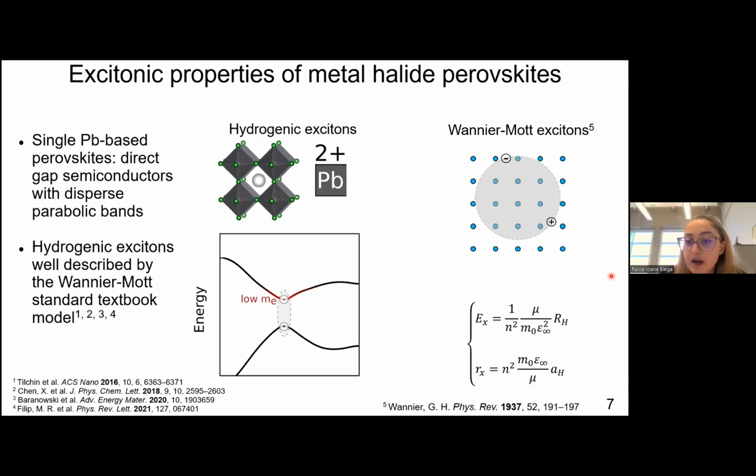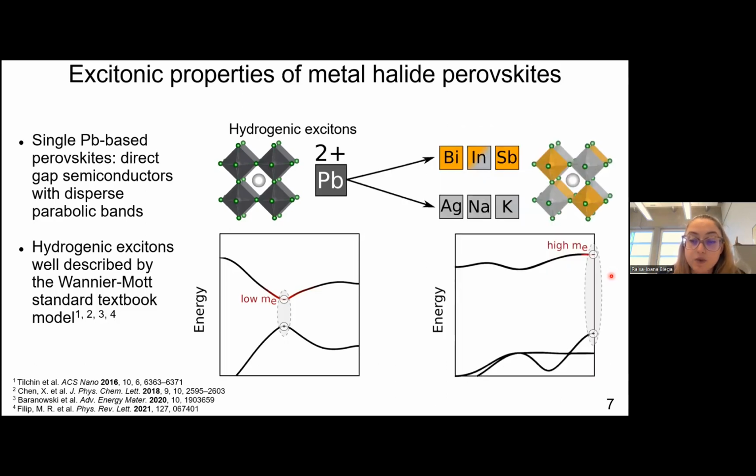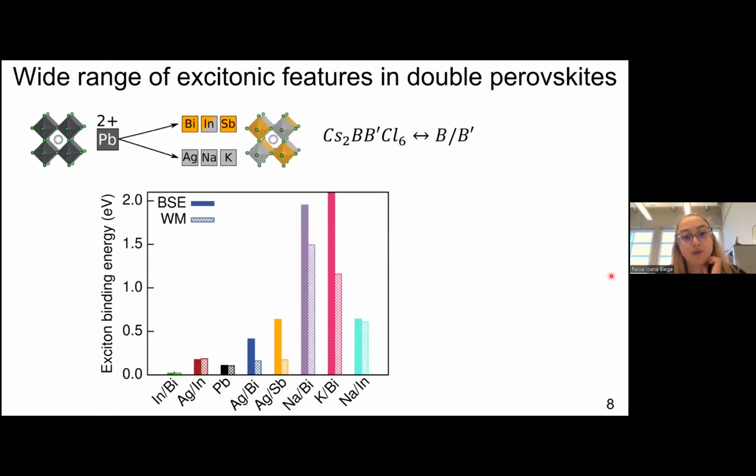And then the question is, can we now describe and predict the exciton binding energy of double perovskites also with the Wannier-Mott formula? Are those still hydrogenic excitons, even though the exciton binding energy is big and the bands are not parabolic? Can we still apply the same theory that we know from literature? And what we did to try to answer this question was to first take a look.